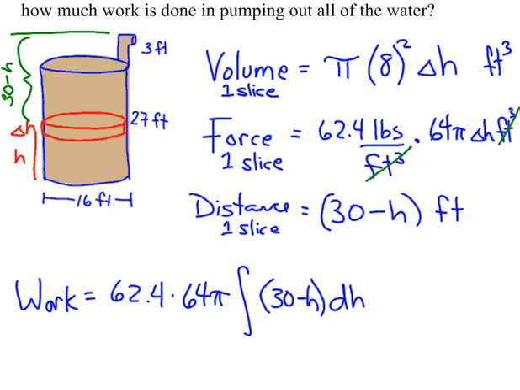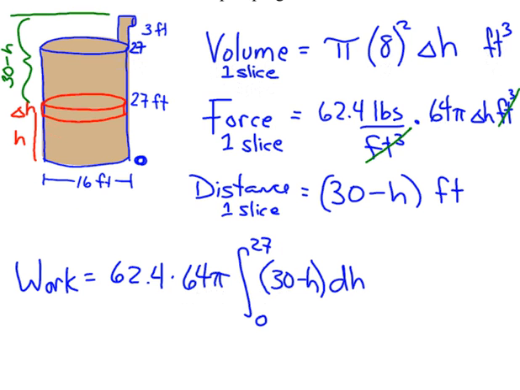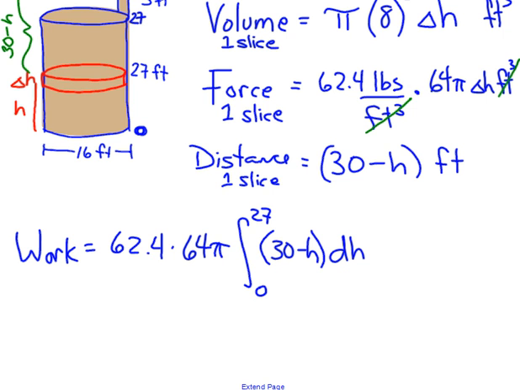And now we just need to figure out what our limits are going to be. So we take a look at our cross sections, and we can see that the lowest cross section is going to be down here at 0. And the highest one is going to go right up to the top of the tank here at 27. And so we see that our integral is going to go from 0 to 27. And the last thing we're going to do is put this in our calculator. And when we do, we will get the answer of 5,589,361 foot-pounds.